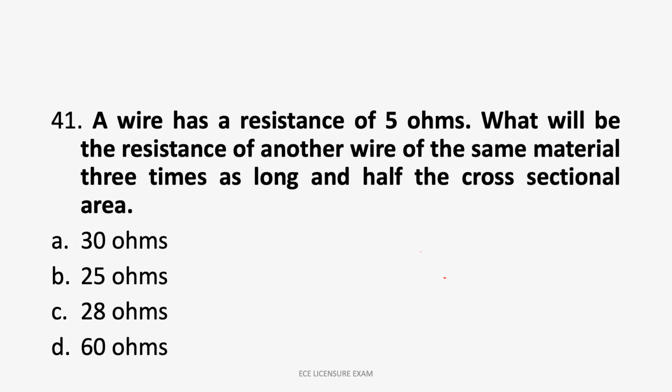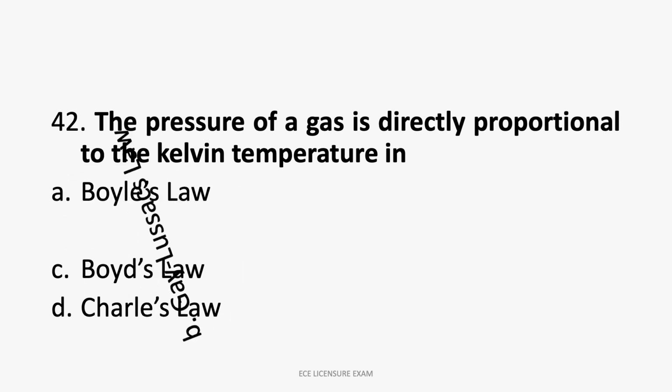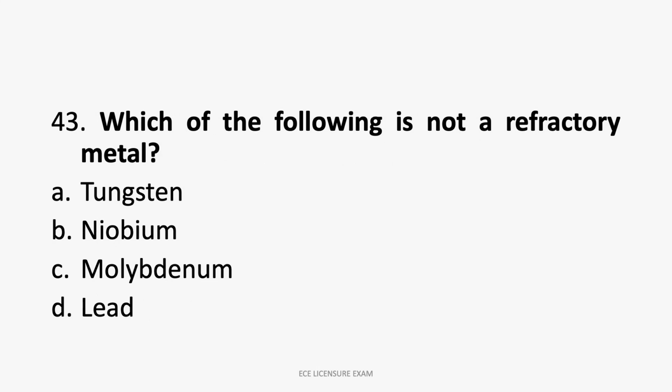A wire has a resistance of 5 ohms. What will be the resistance of another wire of the same material 3 times as long and half the cross-sectional area? 30 ohms. The pressure of a gas is directly proportional to the Kelvin temperature in Gay-Lussac's law. Which of the following is not a refractory metal? Lead.